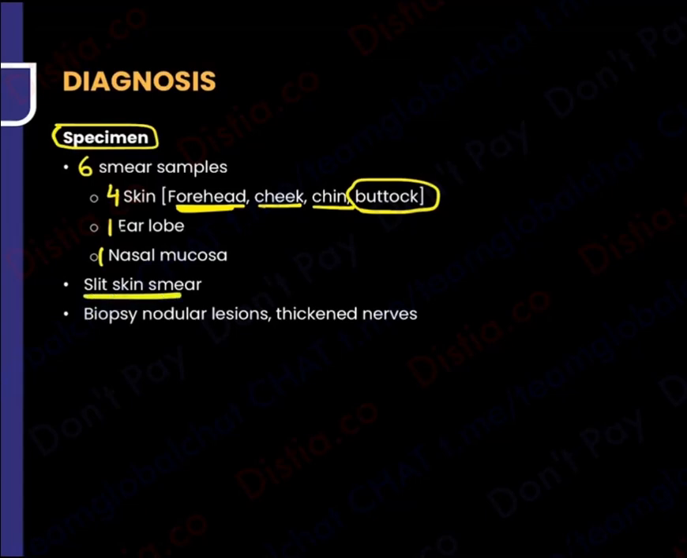Okay, so you're going to pinch the skin and you're going to make a small incision. Slit skin smear is taken. Also, I told you some nerve lesions can be there. Agar nerve lesion hai, to you take a biopsy from the nerve also. What are you going to see?